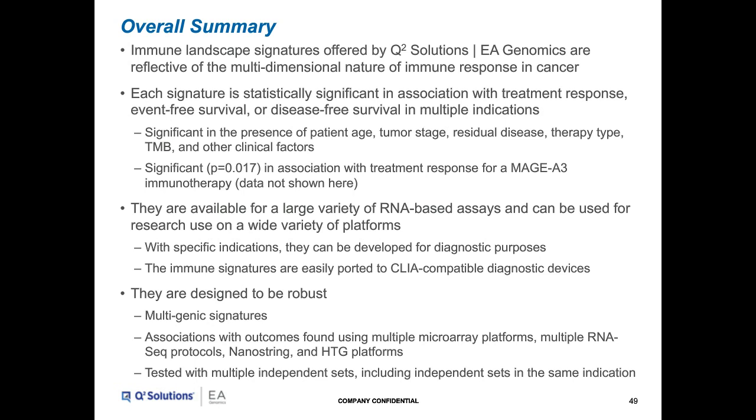Because we want these signatures to be robust. We feel like we've built that in by making them multigenic in nature. We've shown that these signatures have association with outcomes in multiple indications across multiple platforms, including just about any way you can measure RNA. And they've been tested with multiple independent sets. And in one case, with ovarian cancer, multiple independent sets in the same indication. So for example, in ovarian cancer, I've validated the same signatures in four independent cohorts, some of which were shown here.